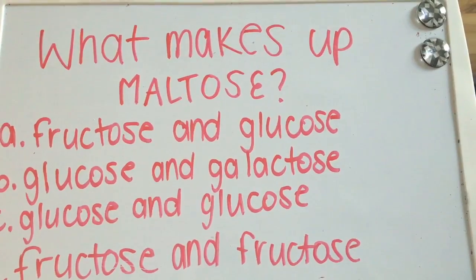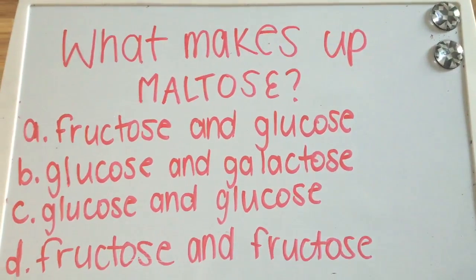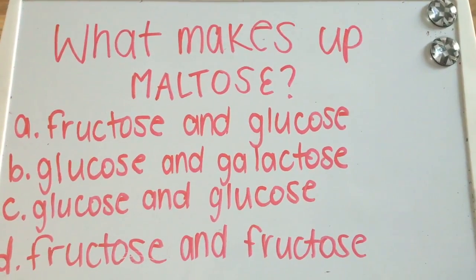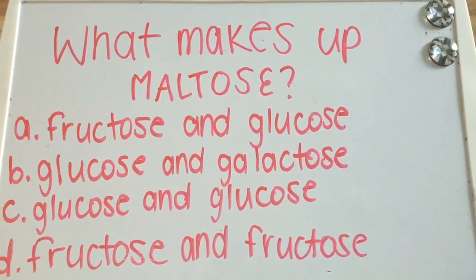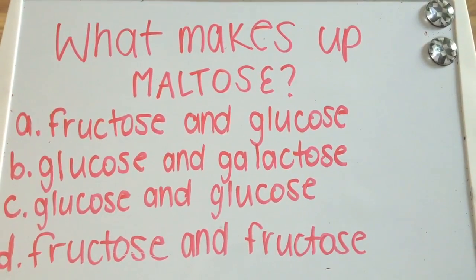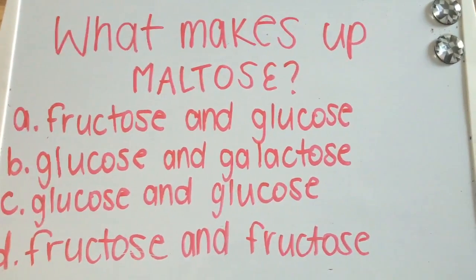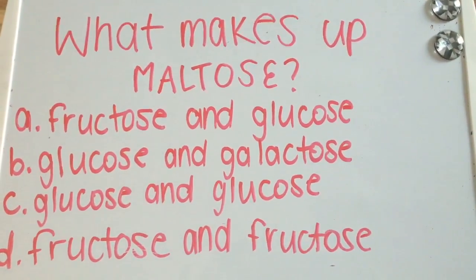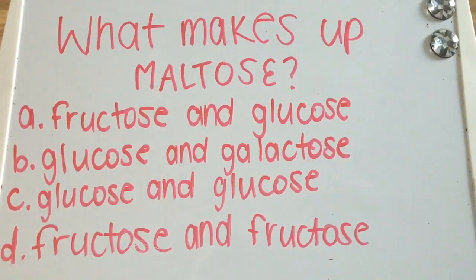Now guys, we have a rather tricky question. Let's see if you can get it. What makes up maltose? A. Fructose and glucose. B. Glucose and galactose. C. Glucose and glucose. Or D. Fructose and fructose.